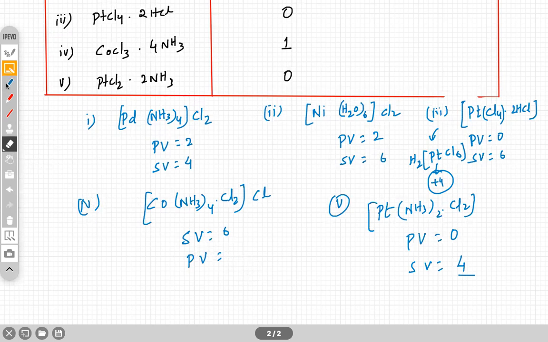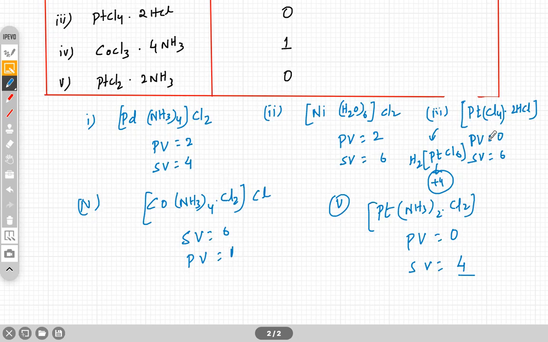This is fine. See, one thing you must take care of here. These 2 chlorine atoms which are present inside satisfy both valencies, primary as well as secondary, right? So the secondary valency, I have written 6, right? So we are already considering this here. So we won't consider these 2 chlorine atoms when we write the primary valency here. The same thing I'm doing here.